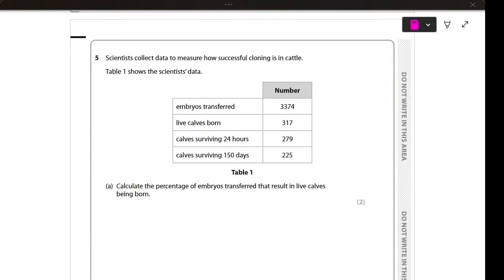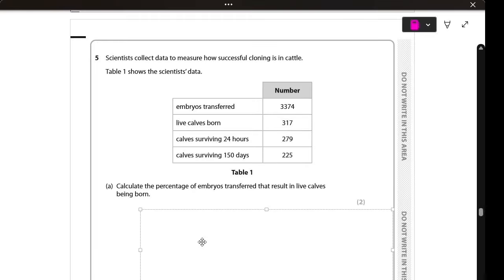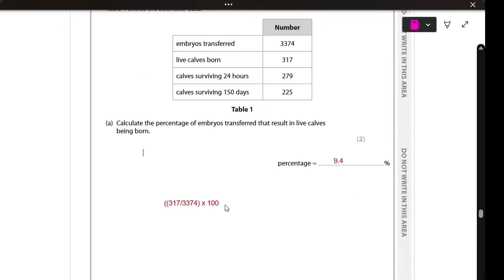Calculate the percentage of embryos transferred that resulted in live calves. So they're asking us how much percentage of the embryos survived or were transformed into live calves. So to find that percentage, we have to divide 317 by 3,374 and multiply it by 100 to find how much of those embryos survived. So this is what we will do. We will get 9.4%.